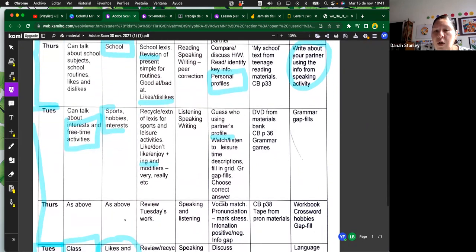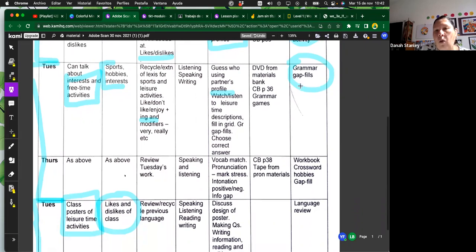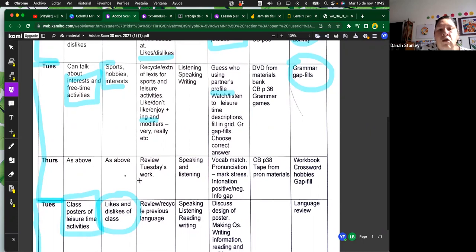Watch and listen to leisure time descriptions, fill in the grid. A grammar gap fill, choose correct answer. The material: DVD from the materials bank, course book, page 36, and grammar games. In this case, the final product is a grammar gap filling. That is like a reading and writing, no? And grammar. In here, they are going to make a revision by using the activities from the previous class.